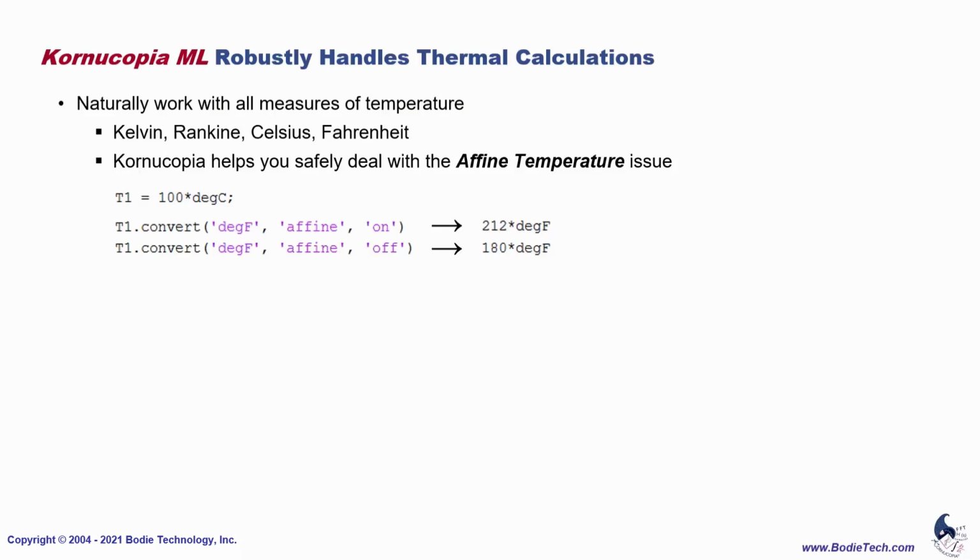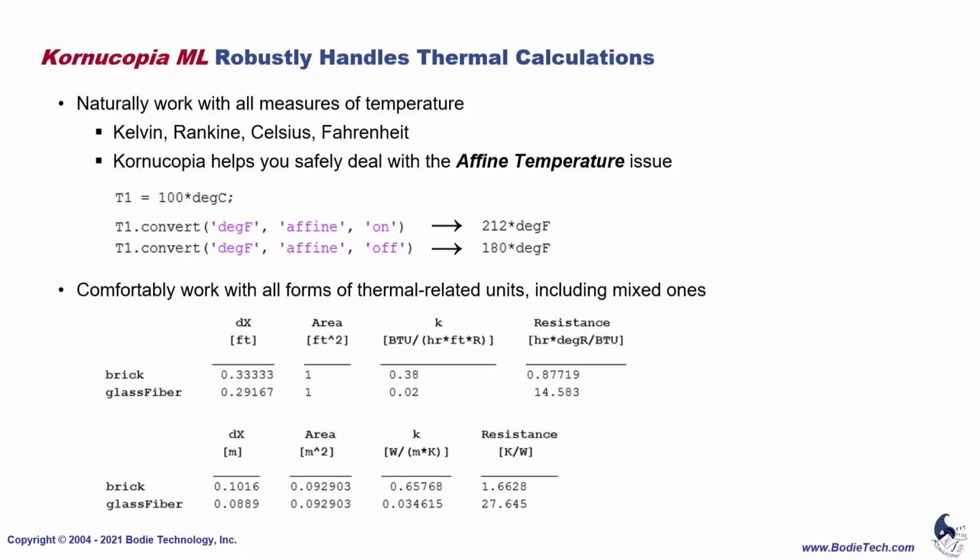If, however, the 100 degrees Celsius represented a change in temperature, often termed a delta T, then the conversion to Fahrenheit would be non-affine, meaning the 32-degree offset should not be included in the conversion. In Kornucopia, you simply use the affine off option in the conversion request. This approach is cleaner and easier than remembering different multiplication and offset values for various temperature conversions. Using Kornucopia within thermal calculations allows you to use all forms of thermal-related units, including mixed ones and the dreaded English thermal units.